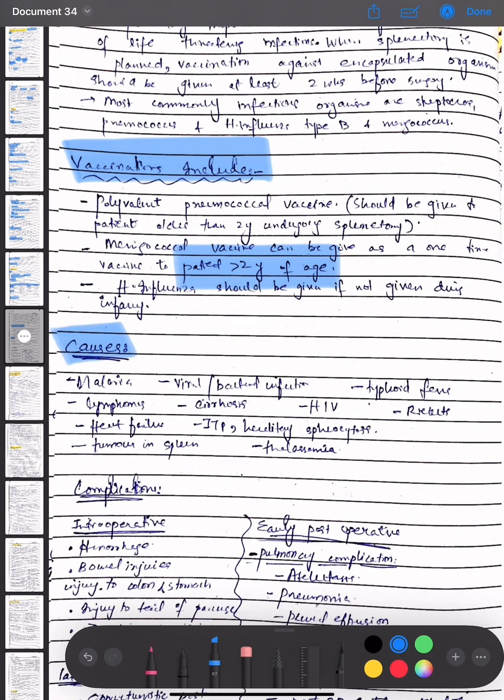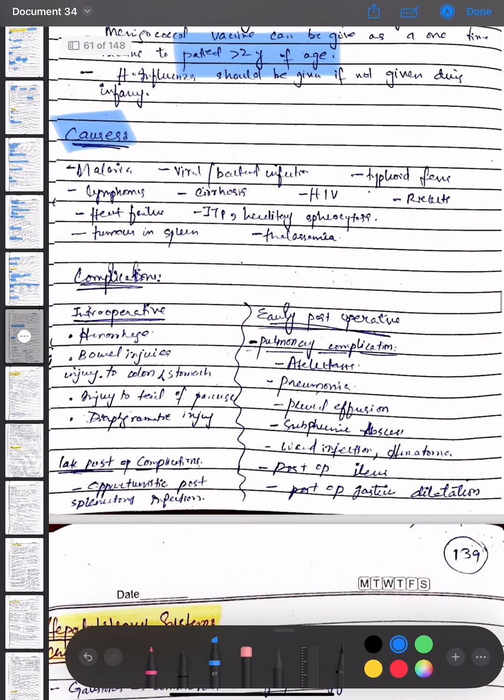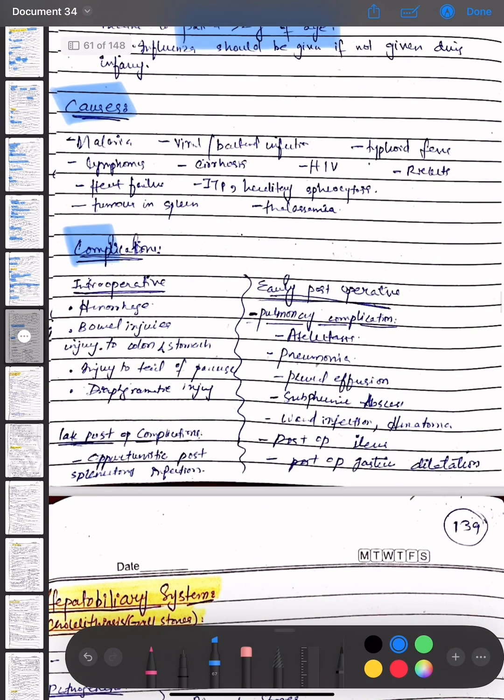What are the causes? The causes are malaria, viral or bacterial infection, typhoid fever, lymphoma, cirrhosis, HIV, rickets, heart failure, ITP, hereditary spherocytosis, tumors in the spleen, and thalassemia. Now, what are the complications? These are intraoperative and early post-operative.